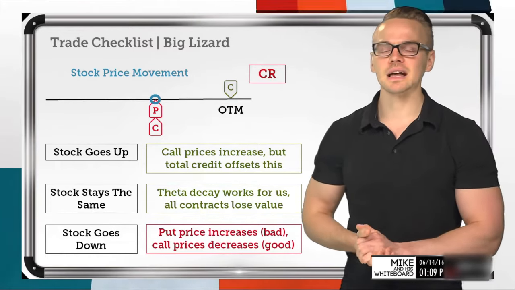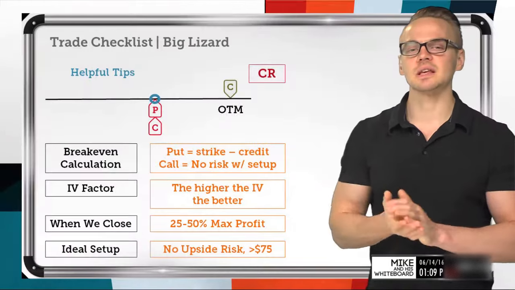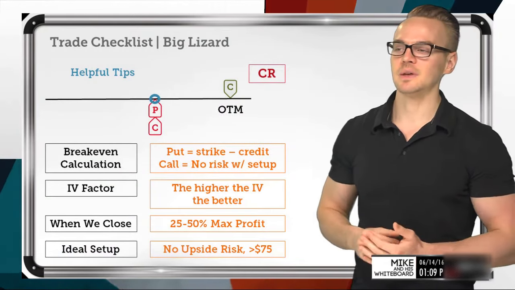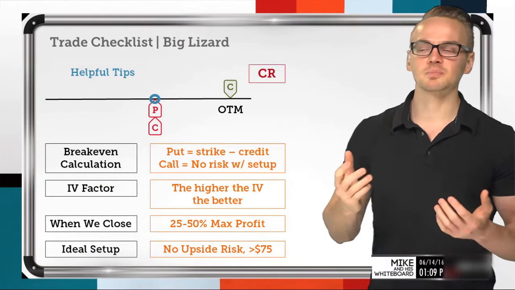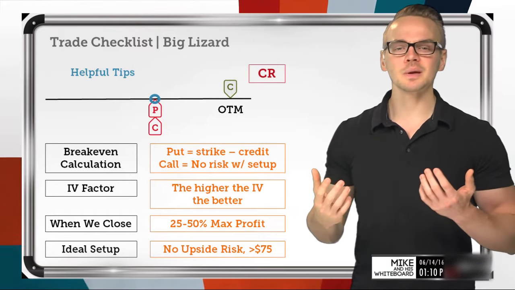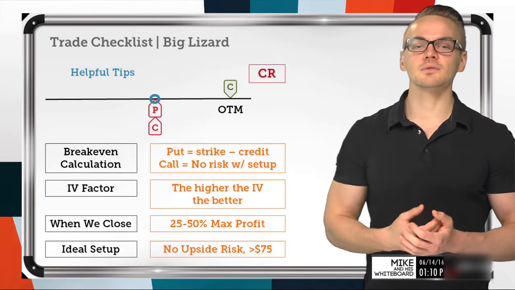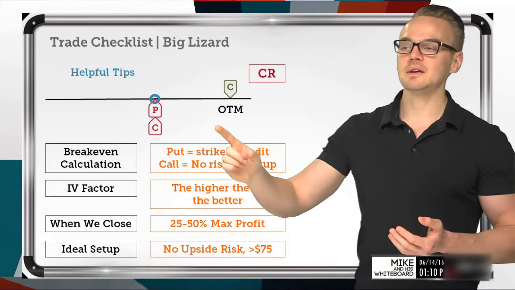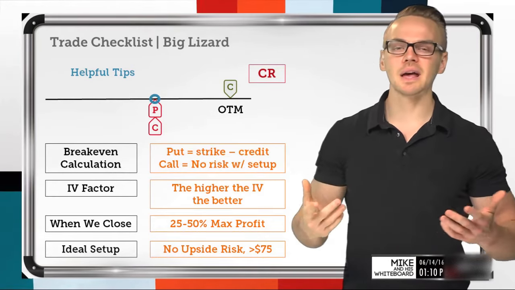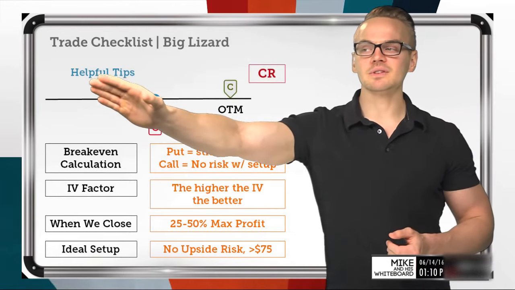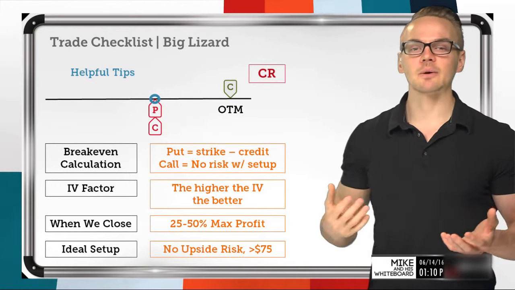But let's go into the next slide and we'll talk about a few things to keep in mind when we're deploying this strategy. So the very first one, as always, is the break-even calculation. It's really important to understand where the break-even is so that we can have a good idea of where the stock can go. Maybe if the stock price starts going down, I might start panicking, but I might realize that my break-even is way down here, in which case I would be okay.